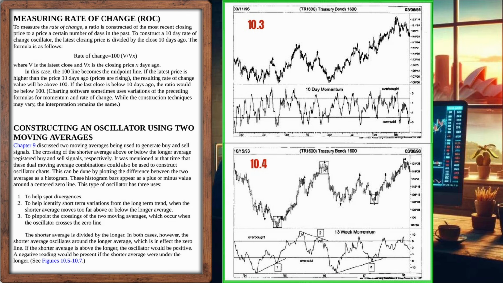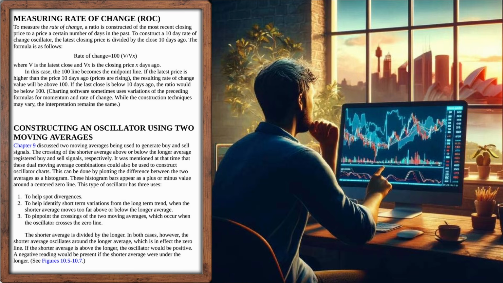Measuring rate of change. To measure the rate of change, a ratio is constructed of the most recent closing price to a price a certain number of days in the past. To construct a 10-day rate of change oscillator, the latest closing price is divided by the close 10 days ago. The formula is as follows. Rate of change equals 100 × V/Vx, where V is the latest close and Vx is the closing price x days ago. In this case, the 100 line becomes the midpoint line.